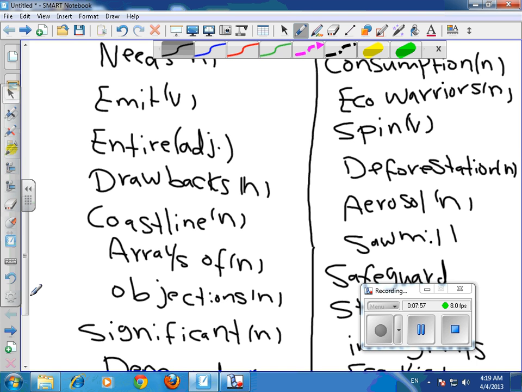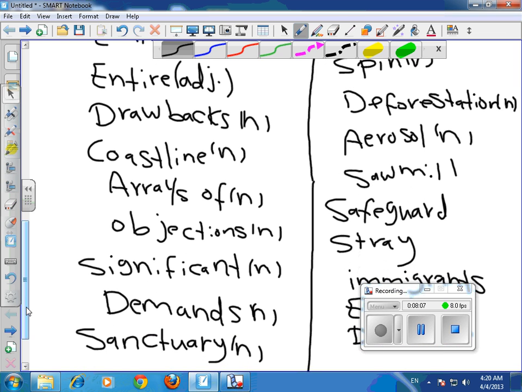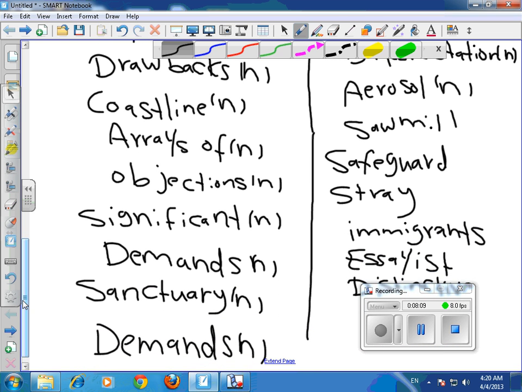Arrays, a large number of different things. When we have arrays of something, we have a large number of it. After that, we have objections. I guess objections is an easy word.